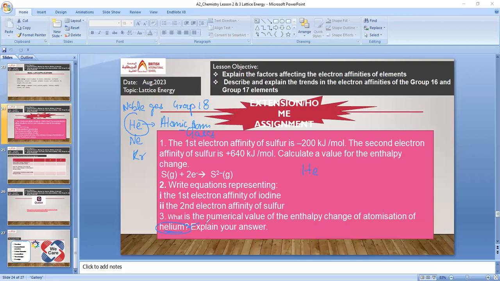So they said, what is the numerical value of enthalpy change of atomization of helium? Enthalpy change of atomization means we are converting it into gaseous form and atomic form. When it is already in atomic form and gaseous form, we cannot convert it, so why would we convert it? Its enthalpy change of atomization is 0. Because it is already a gas, already in atomic form, obviously we cannot convert it. That's why we will write 0. For all noble gases, it would be 0.